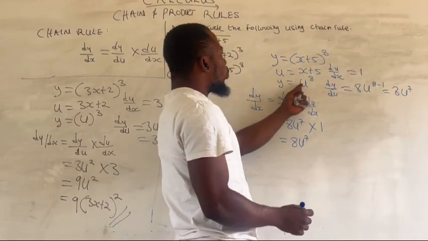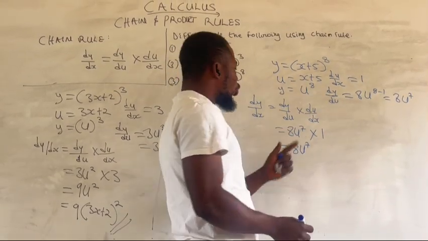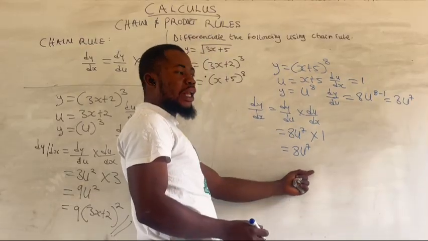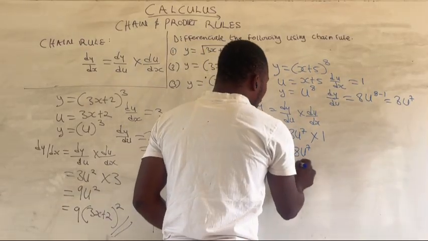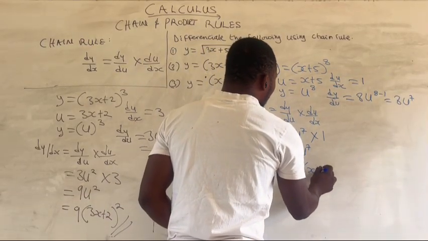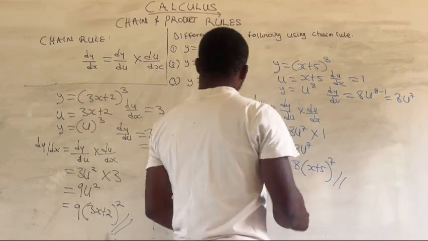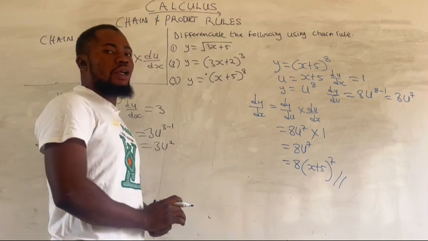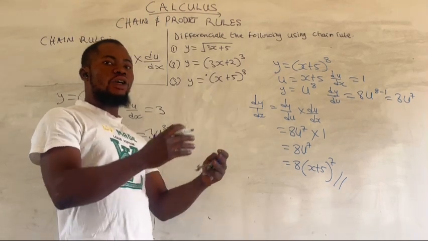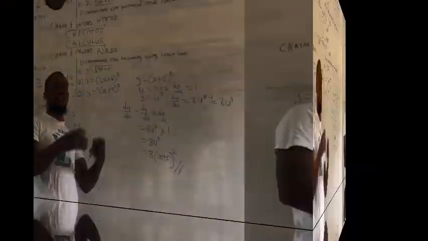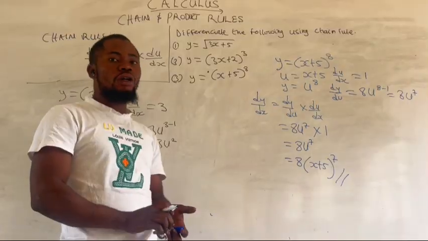Remember, our u is x plus 5. So you substitute your u back into your final answer, which will now give us 8 into x plus 5 raised to the power of 7. So this is how you can solve the chain rule. Firstly, locate the function with x and substitute it with u. The next example is on product rule.